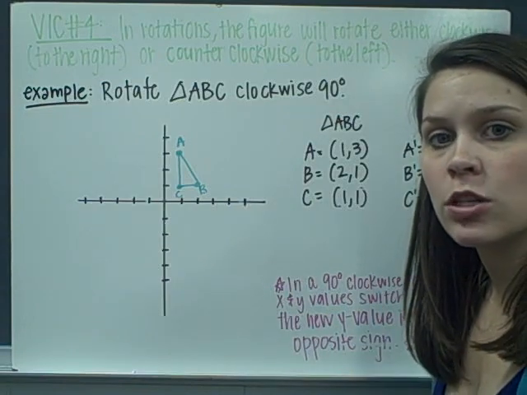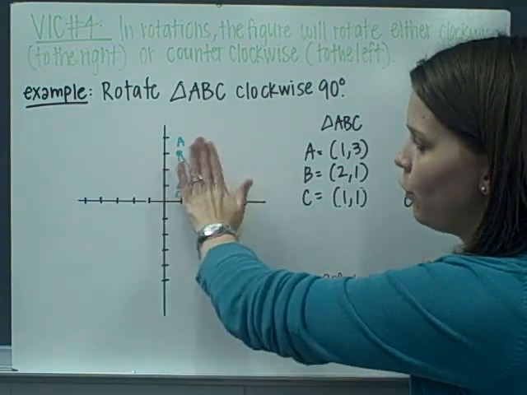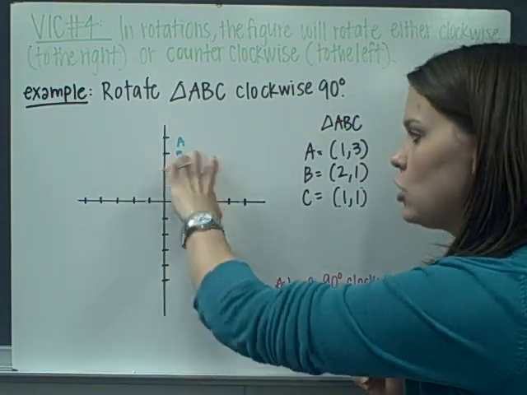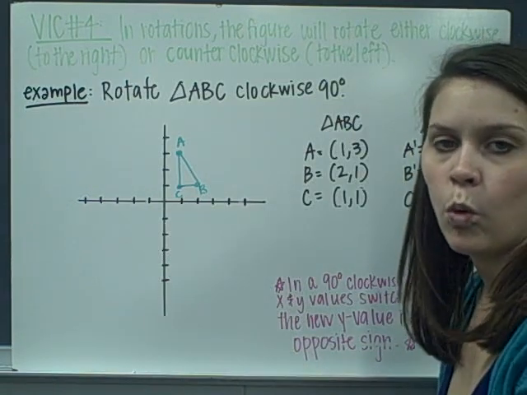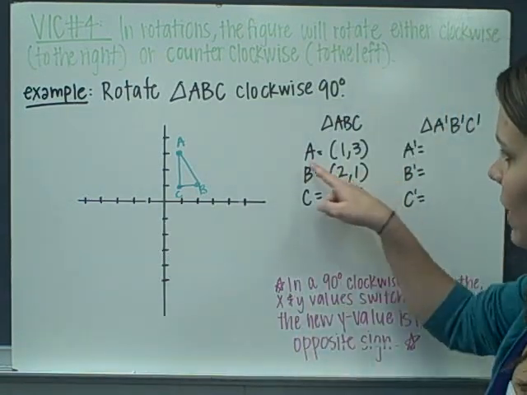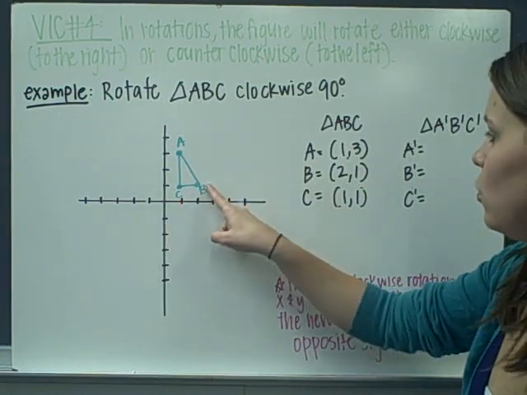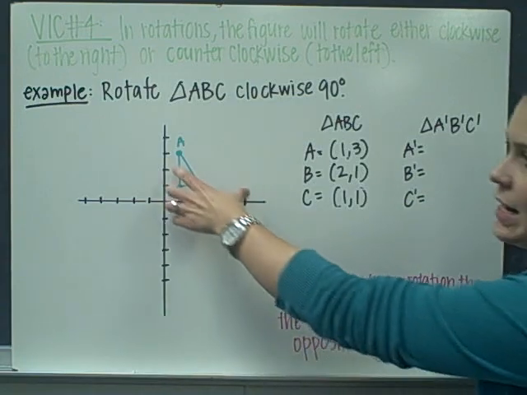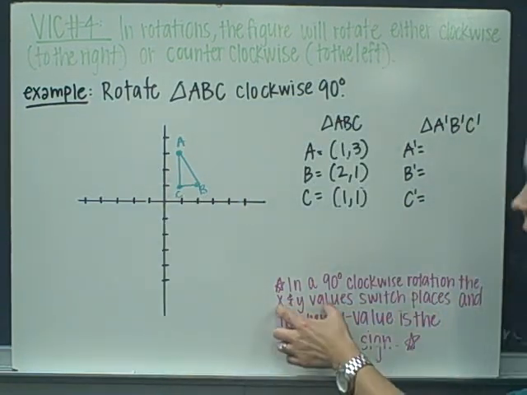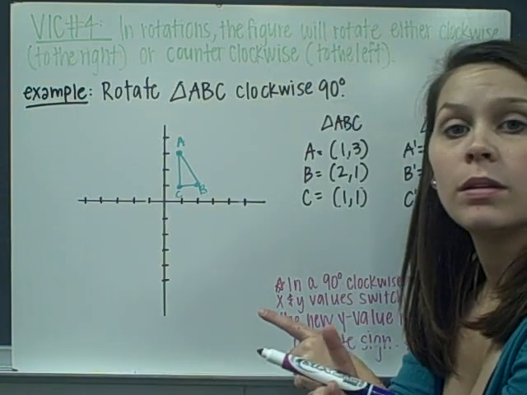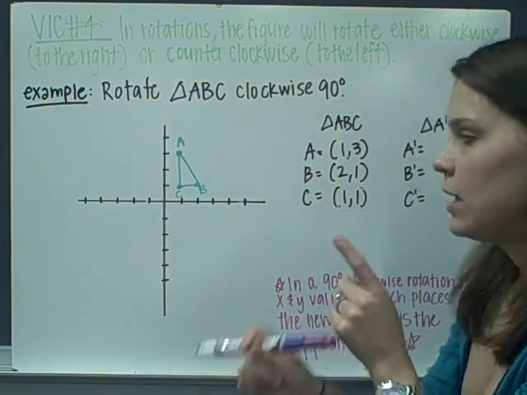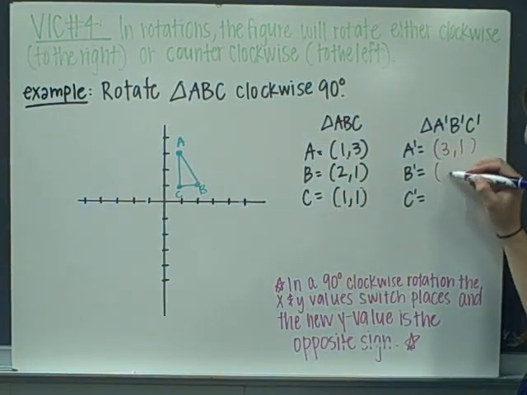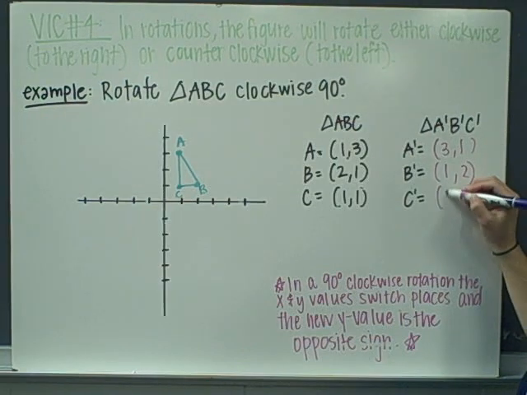Because remember from your definitions, 90 degrees rotates this whole figure 1 quadrant. That doesn't mean it flips, it's actually turning itself 1 quadrant over. So we have that A is 1, 3, B is 2, 1, and C is 1, 1. So now, with a 90-degree rotation, our x and y values are actually going to flip spots, okay? And so if ours flip spots here, we have now 3, 1, 1, 2, and 1, 1.